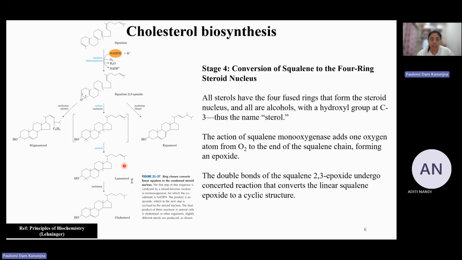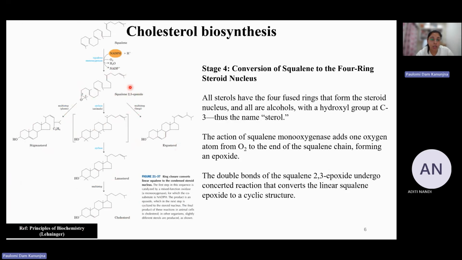This cyclization, now you will see here that there are many fates to this. So this squalene 2,3 epoxide, in plants it will form stigmasterol. In fungi, it forms ergosterol, and in animals, it forms the cholesterol. So as I mentioned, from simple precursors, you can have cholesterol. Now, cholesterol is mostly found in animals. Plants and fungi have their own kind of sterol. So these names you should remember. In plants, you have stigmasterol, and in fungi, you have ergosterol, right?